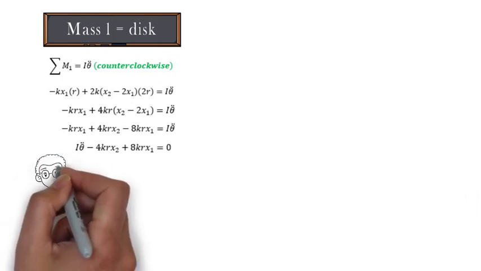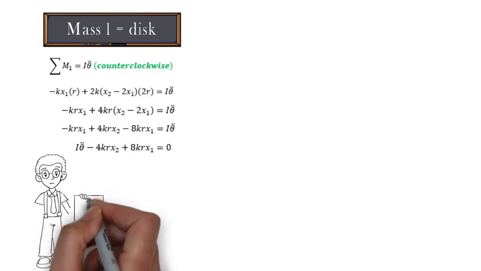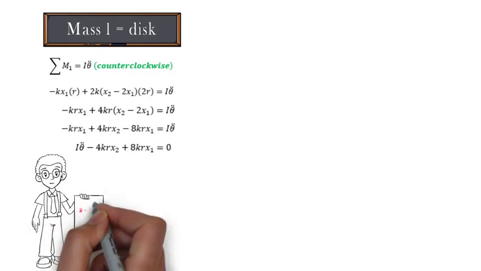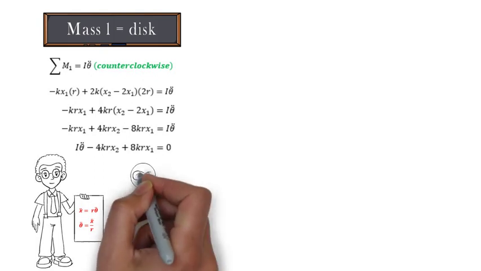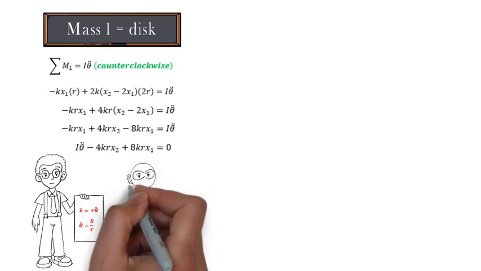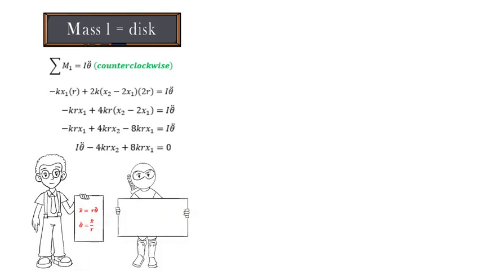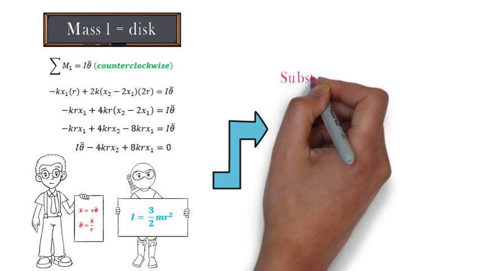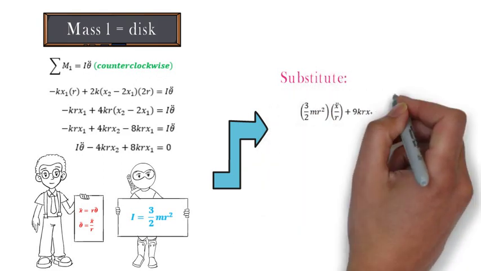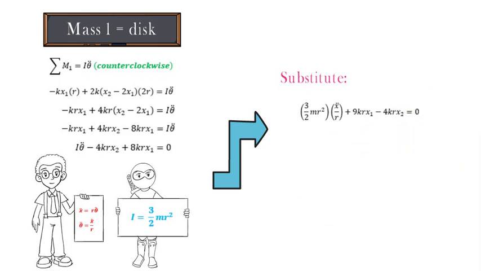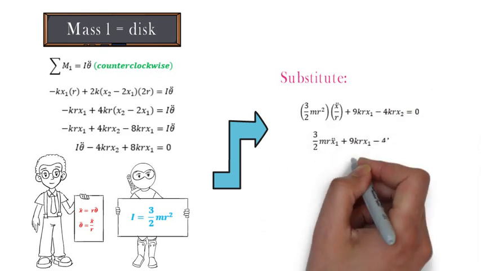As in the animation, it shows that x double dot equals r theta double dot, and theta double dot is equal to x double dot over r. As shown in the second animation, the formula for I of the disc is equal to 3 over 2 m r squared. Those values are substituted into the equation to get the final equation of motion. And here is the equation of motion for the disc.